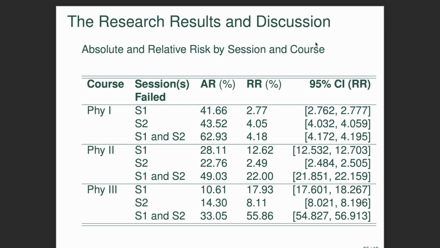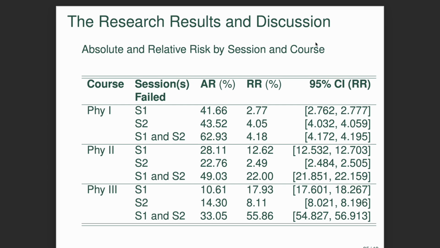In Physics 1, students who fail the first session have an absolute risk of 41.66% of failing the course. The relative risk is 2.77, meaning these students are roughly 3 times more likely to fail the course than those who pass the first session.